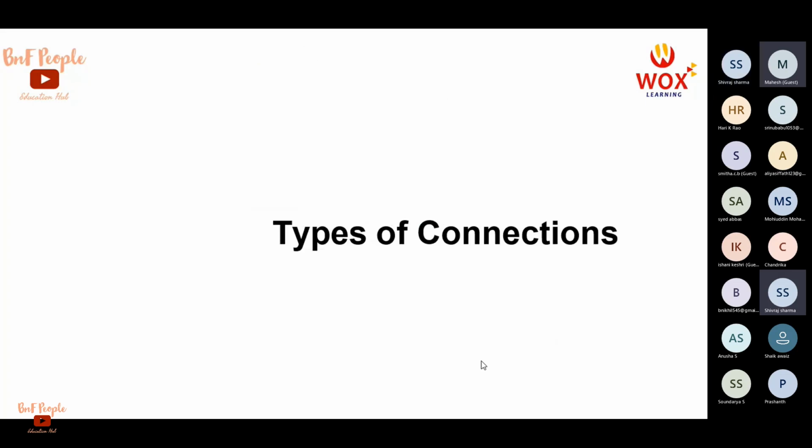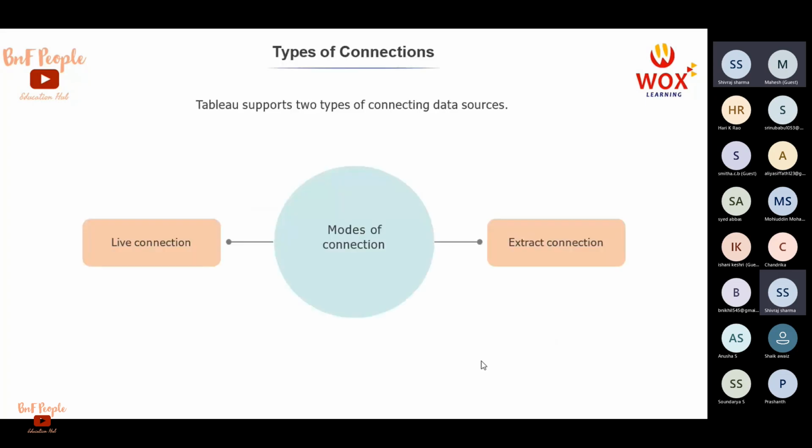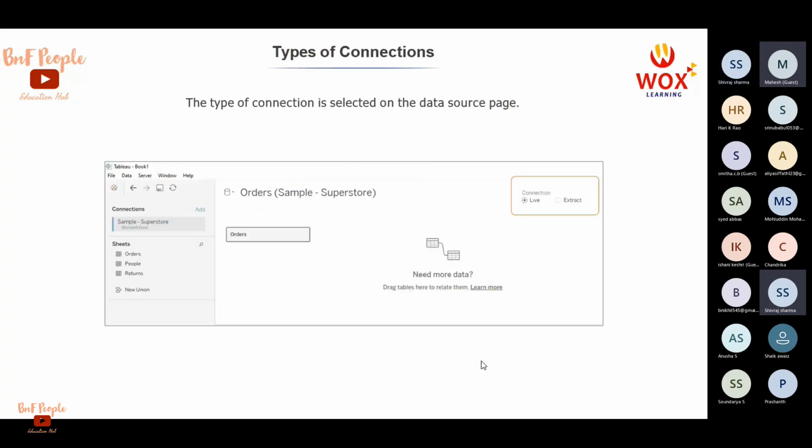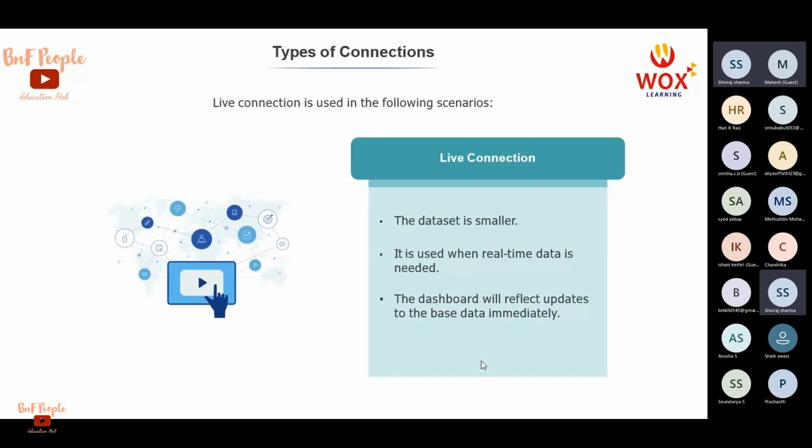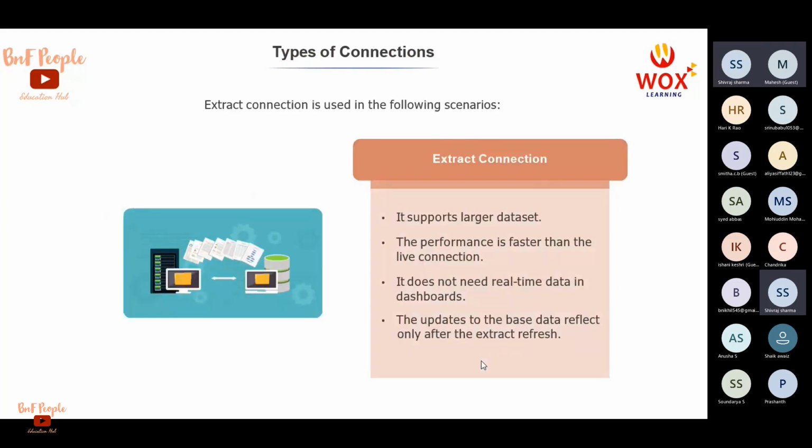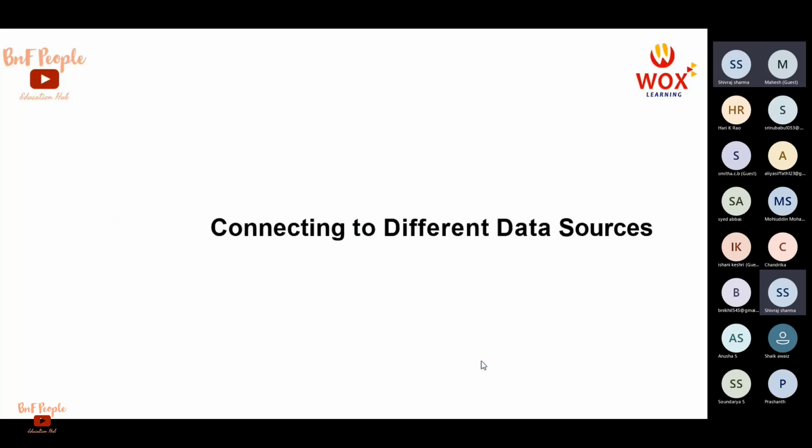Then we saw what types of connections are available in Tableau Desktop, or you can say Tableau Server. Two types of connection we saw: one is live and the second is extract. We saw what a live connection is and where we use live connections, and then what extract connections are and where they are used while working with projects.